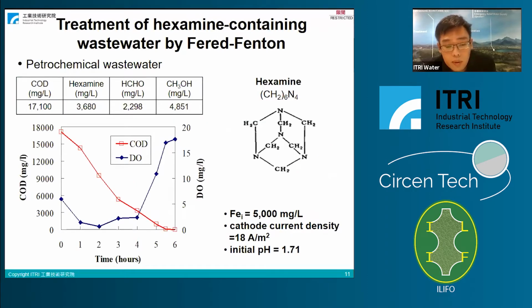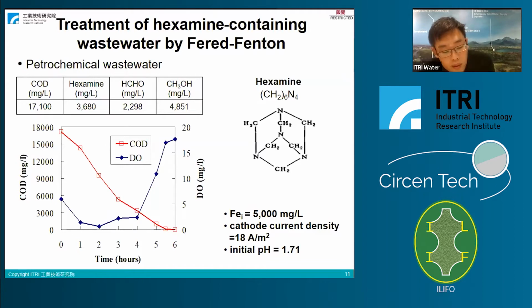In this test, Fared-Fenton was applied to treat petrochemical wastewater. Hexamine is a kind of refractory organics. That's not easy to treat by traditional biological treatment. Please see this chart, in which the COD could be decreased from 17,000 milligram per liter to below 500 milligram per liter.